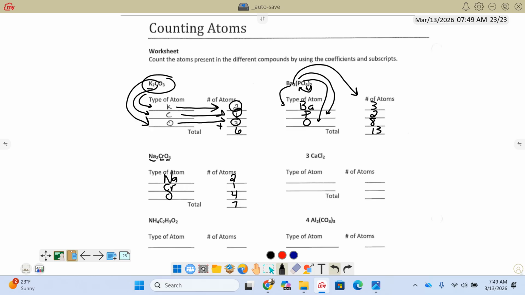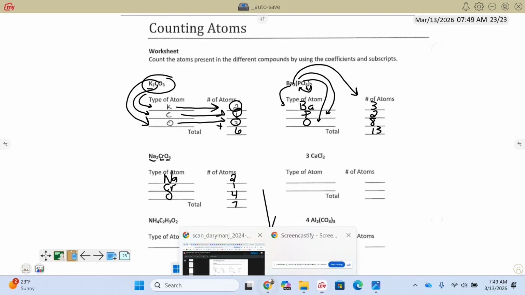So this video will end. It is your job now to do everything else on this sheet. If you need to rewatch the video, please do so. You should be an expert at counting atoms because it will be important for balancing chemical equations. Thank you for paying close attention.